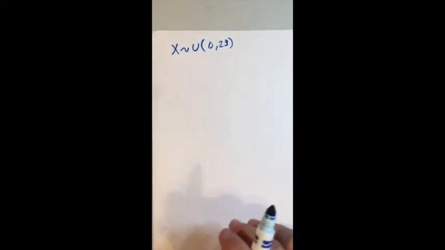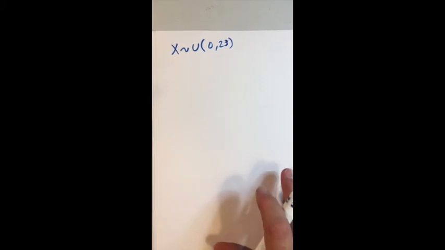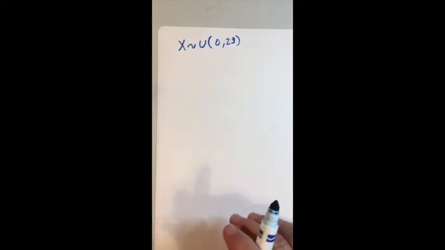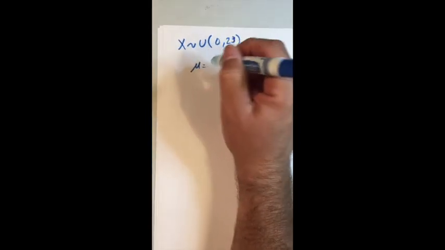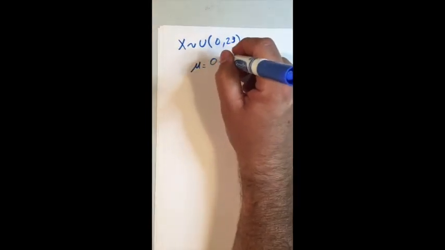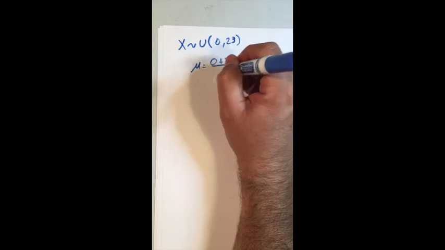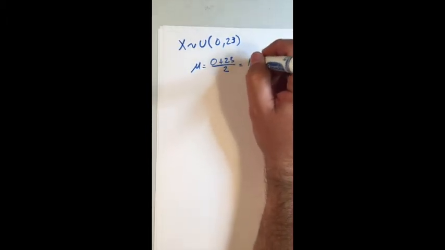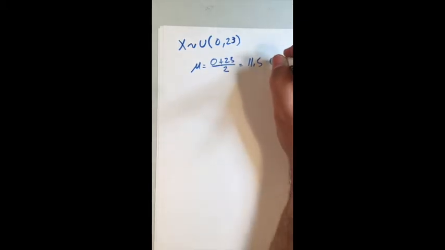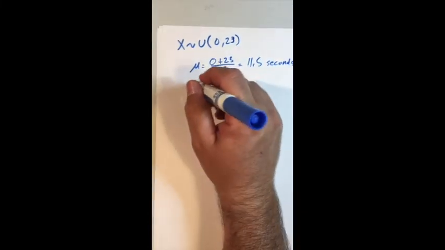So it seems a little odd, but whatever. So the mean and the standard deviation here. First of all, the mean is 0 plus 23 divided by 2. So that is 11.5 seconds. The original data was in seconds, so our mean is also in seconds.